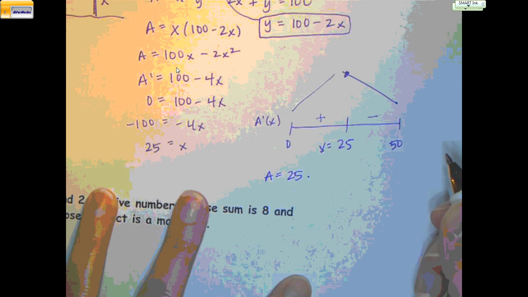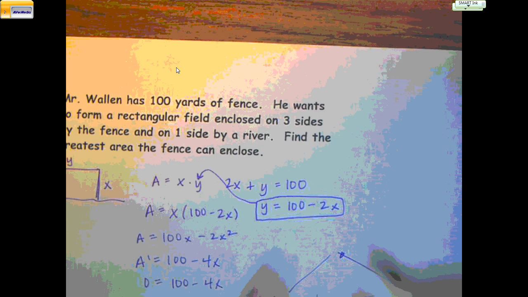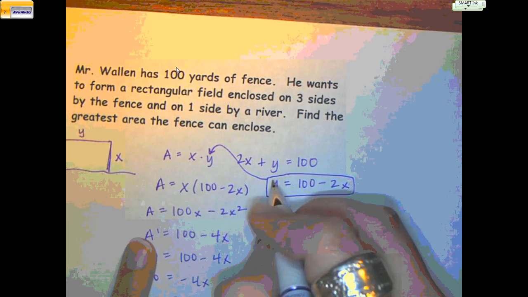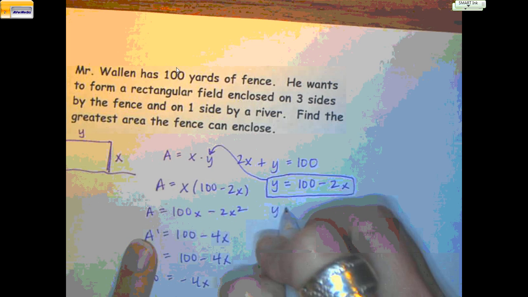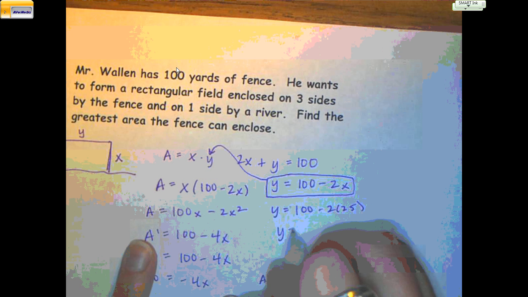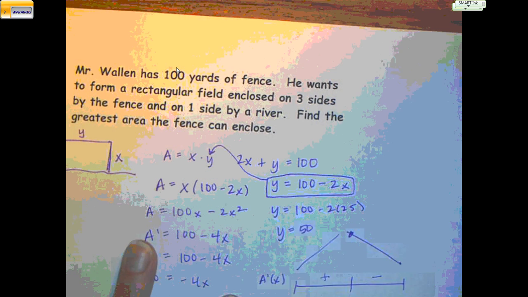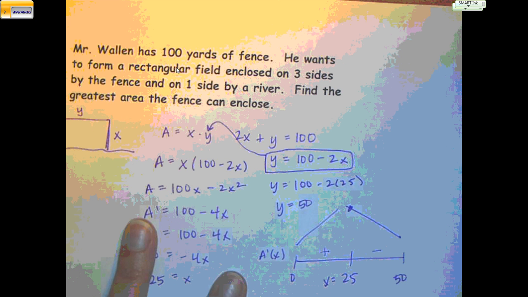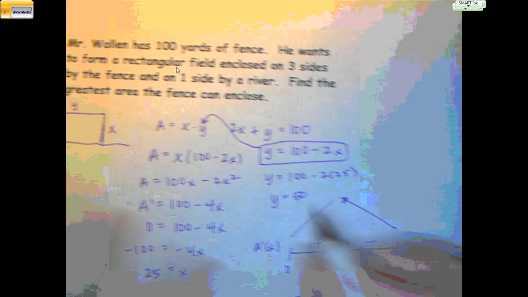So area equals 25 times... wait a minute, I don't have a y. Plug it in the other equation. So if I put in 25 right here, I should be able to get y, which is 50. Everybody see how I got that? I replaced x with 25, and now I got y equals 50.